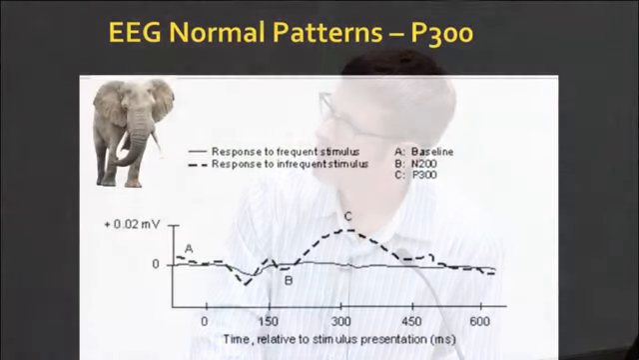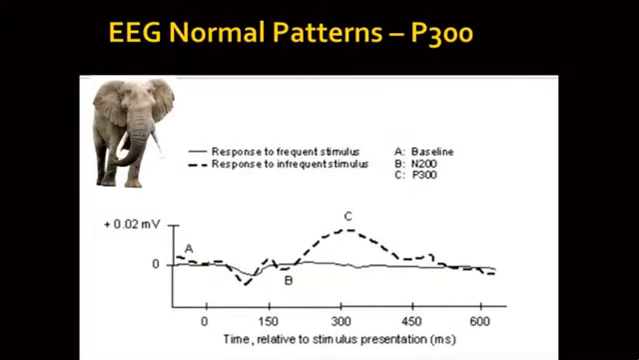Other normal patterns, there's something called the P300. It's an event-related potential. So this is a pattern that basically recognizes novelty. It could be a visual novelty. It could be an auditory novelty. It could be tactile. So all of a sudden, an elephant appears, and you'd get a P300 because it's new. You haven't seen this elephant before. And then I go back and I show you the elephant again, and you get another P300.